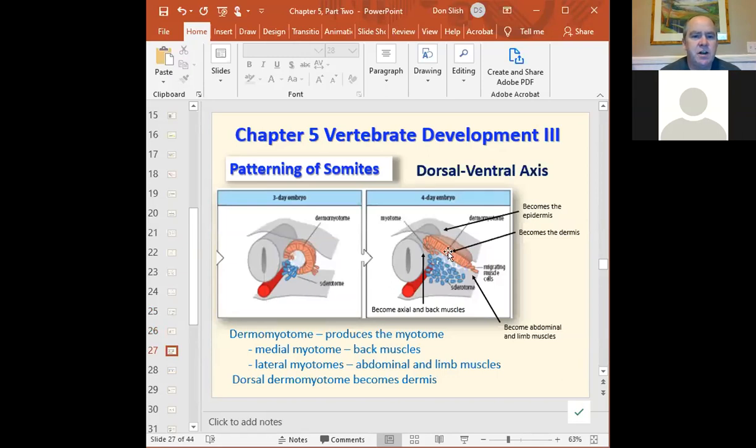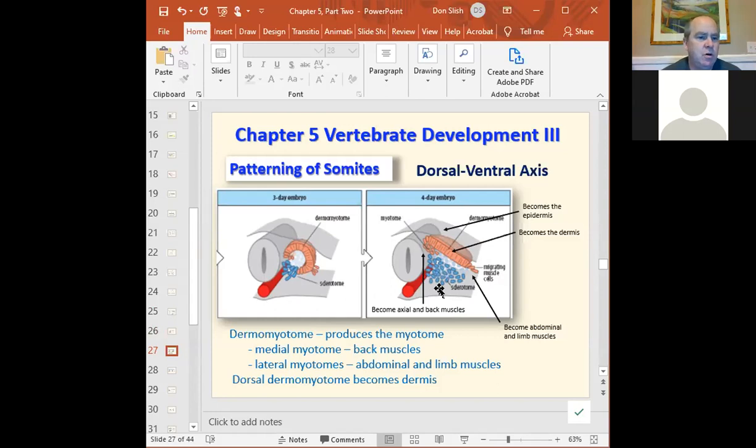basically dermis and also muscles. The muscle cells will migrate. So they undergo that EMT transition. So the medial myotome over here is going to be different from the lateral myotome. The medial will be axial muscles going up and down your back, and the lateral will be limb and side muscle. And then this dermis then is the layer underneath your epidermis, so it's skin.